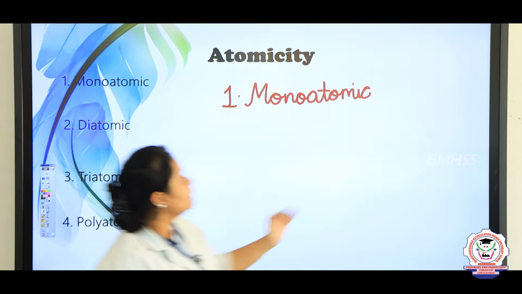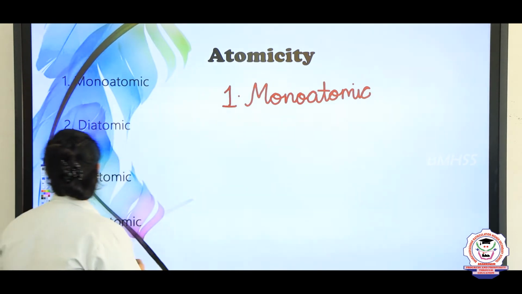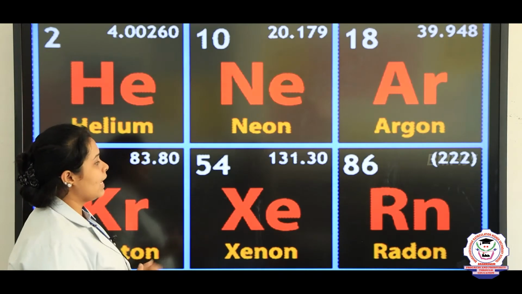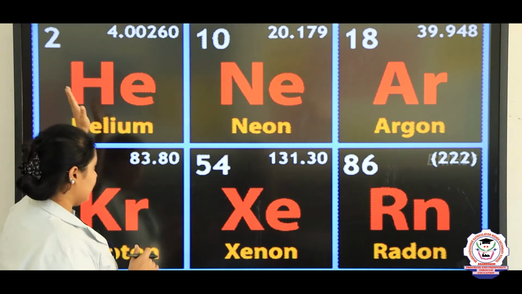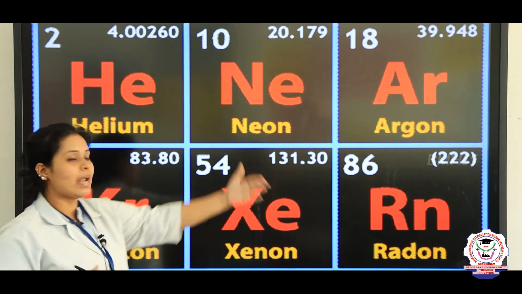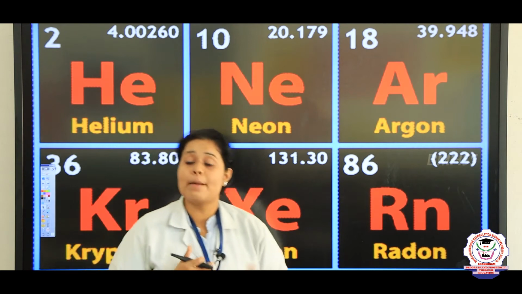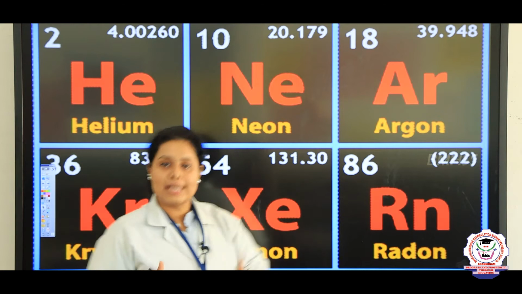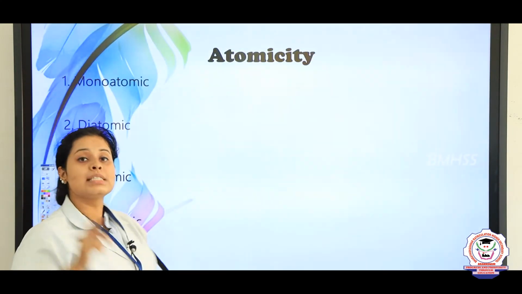Noble gas elements are present at the extreme corner of the periodic table. Let me show you. You can see that there are mainly 6 noble gas elements: helium, neon, argon, krypton, xenon and radon. So instead of learning all these elements, you can write noble gas elements as the example of monoatomic elements, right? Yes. Now let's come to the second type.